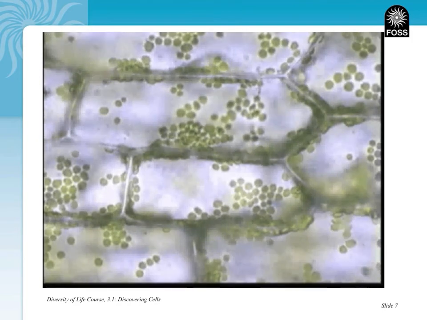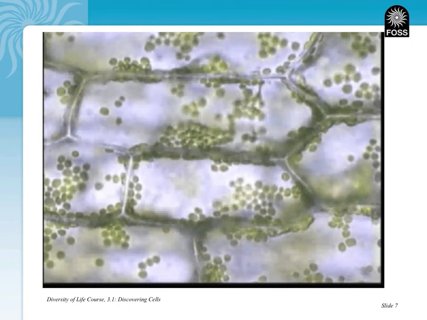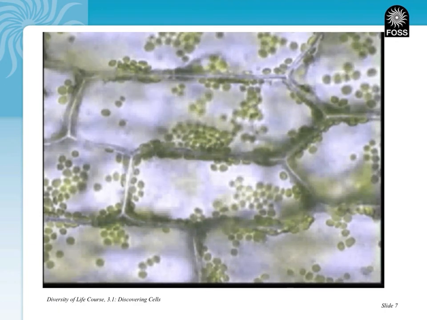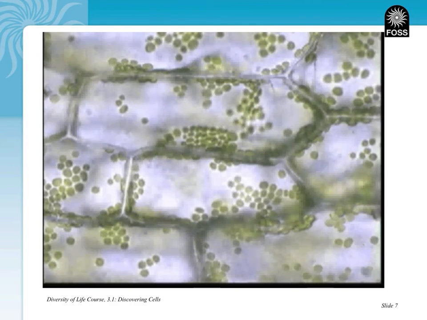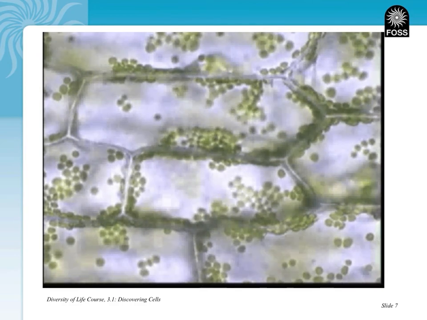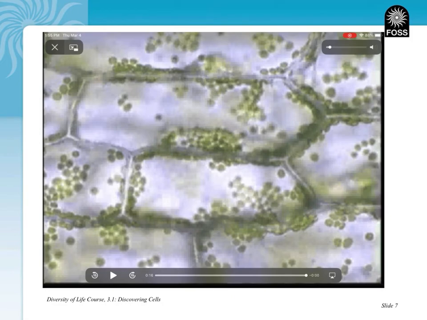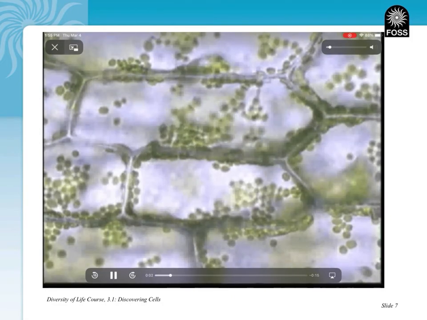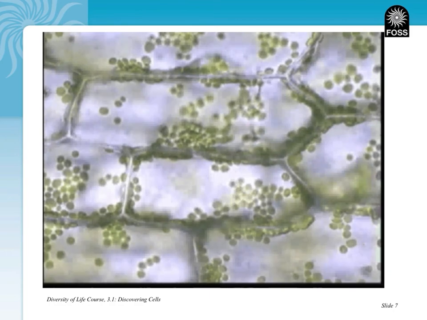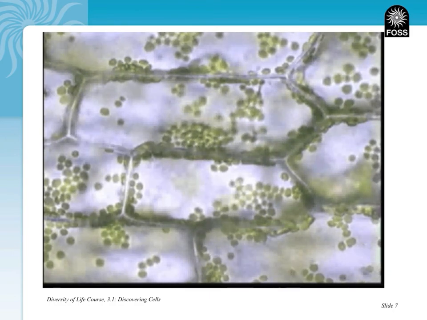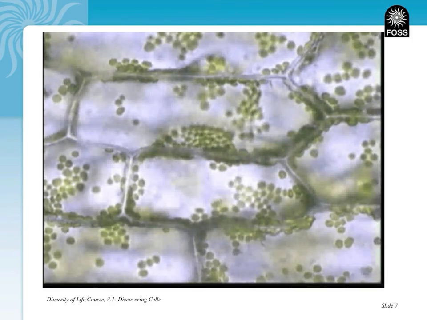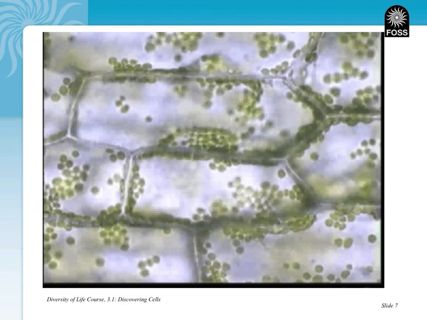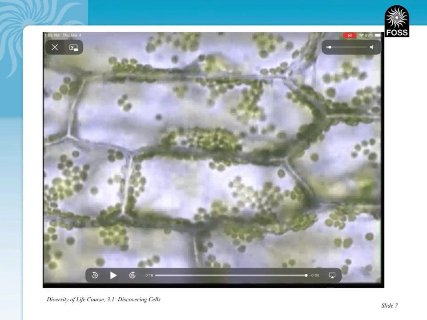Here's the video of the endoplasmic streaming. You can see little things moving inside of each of those cells. What are those things, and how would you describe them? I'll play them again just so you can see them one more time. Moving around slowly, being able to make your observations and good, accurate descriptions as we go along.